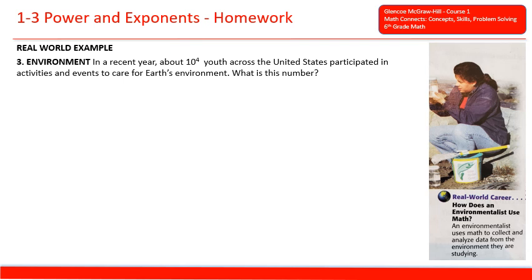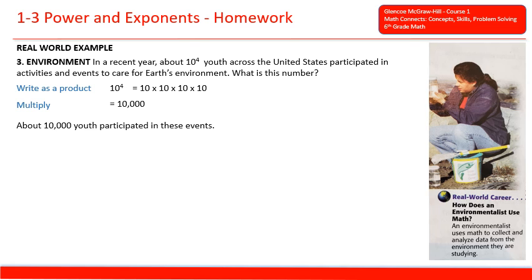Real world example. Environment. In a recent year, about 10 to the 4th power youth across the United States participated in activities and events to care for Earth's environment. What is the number? So write as a product. 10 to the 4th is the same as 10 times 10 times 10 times 10. We're going to multiply 10 times itself 4 times. So now we're going to multiply, and we get 10,000. 10 times 10 is 100, times 10 is 1,000, times 10 is 10,000. So about 10,000 youths participated in these events.